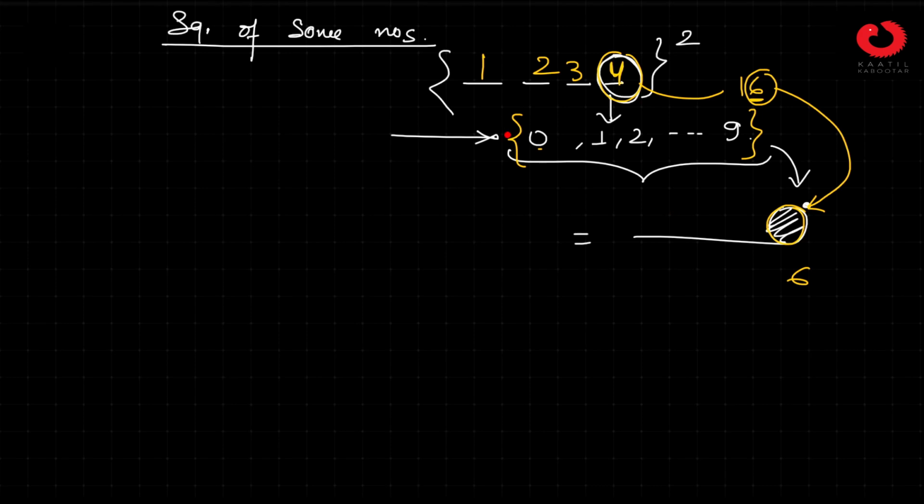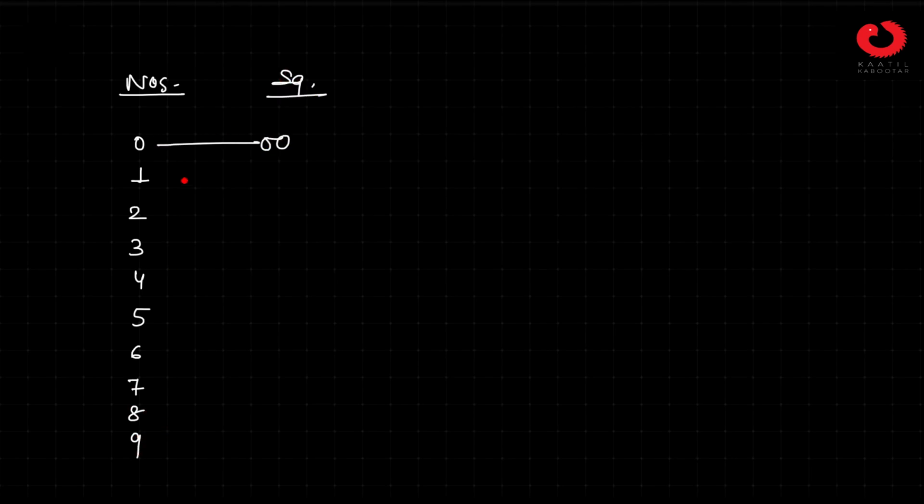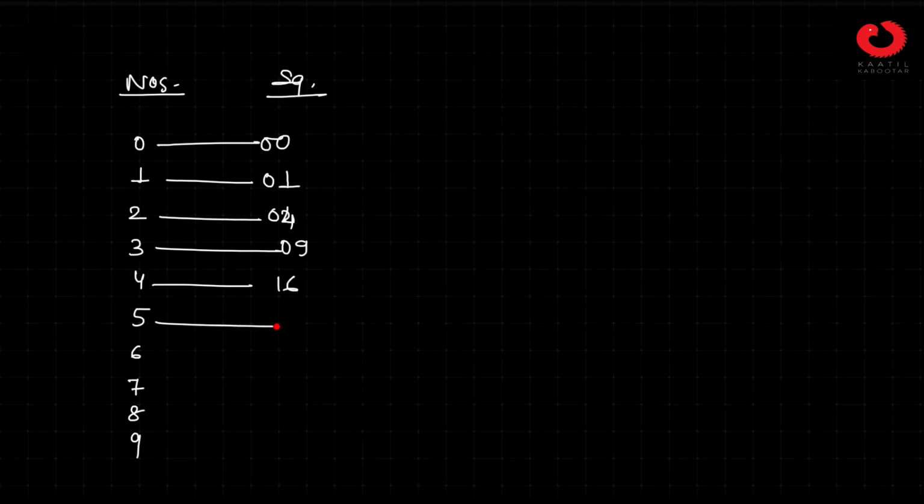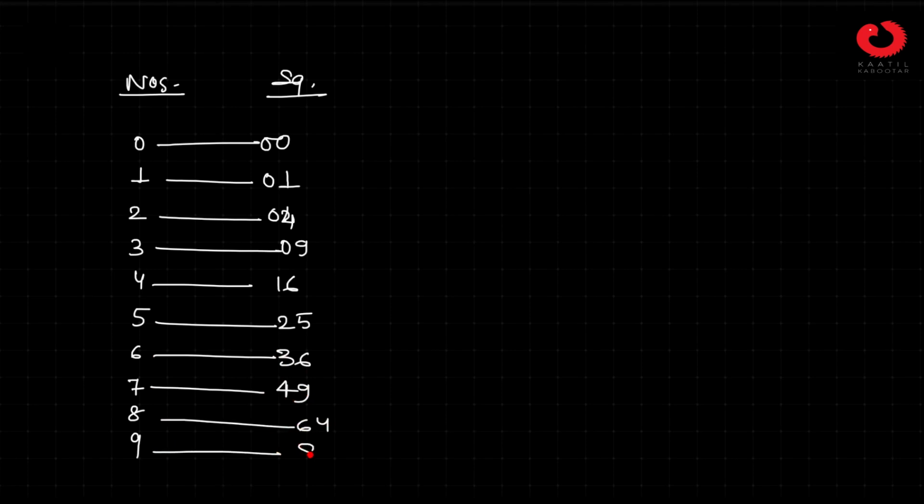So what should be our basic aim? First, our aim should be to remember the squares of these numbers. Let us try to write those up. The numbers are 0, 1, 2, 3, 4, 5, 6, 7, 8, and 9. When you square them, you get 0, 1, 4, 9, 16, 25, 36, 49, 64 and 81.